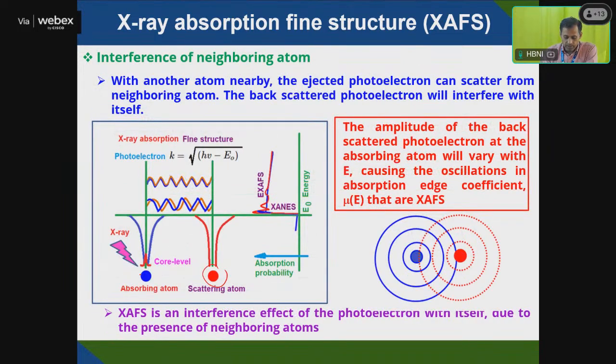And if there is a neighboring atom near, say there is a blue atom here and a red atom here, then after this transition the wave of the blue atom will go and interact with the other atom. It can bounce back, it can propagate back. So interference takes place when there are two neighboring atoms, and their wave vectors interact with each other. That is, X-ray absorption spectroscopy is an interference effect of the photoelectron with itself.